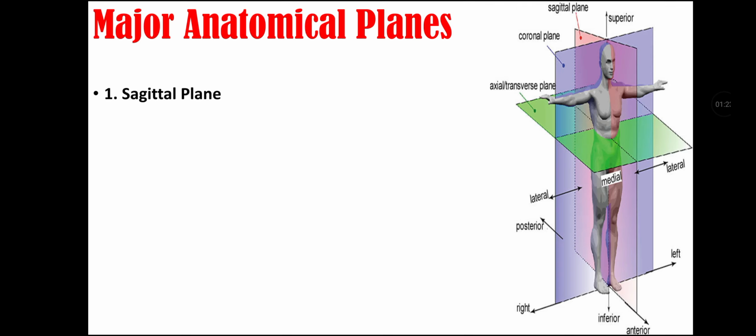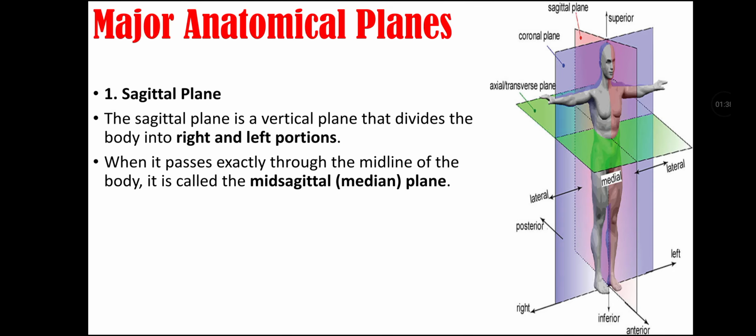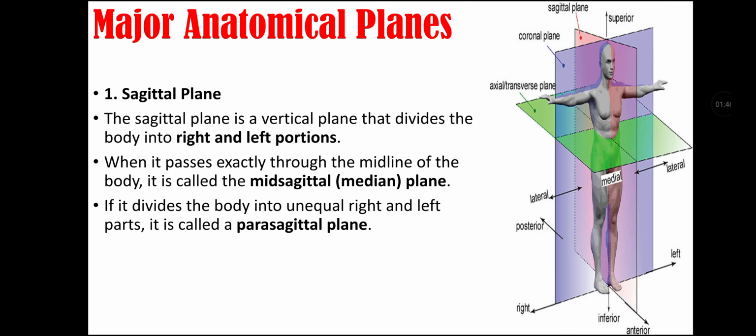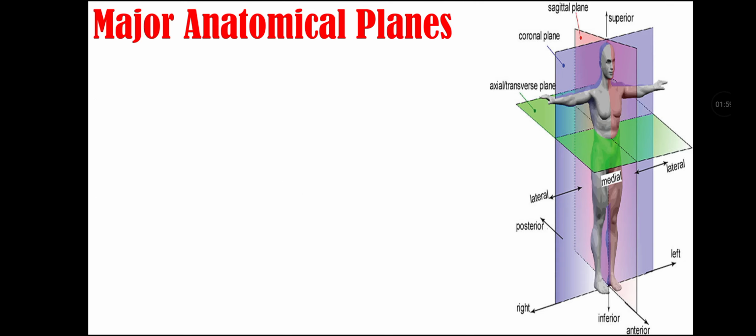So first is the sagittal plane, as you can see in the diagram. It is a plane that is in vertical direction. It divides the body into right and left portions. Or we can say the plane that divides the body into right and left portions is the sagittal plane. When this plane passes exactly through the midline of the body, it is called the mid-sagittal plane or also the median plane. But when it divides the body into unequal right and left parts, it is called parasagittal planes. Examples in practice are movements such as walking, running, or nodding the head that occur in the sagittal plane.